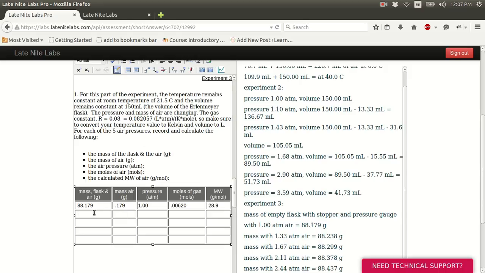But I will show you in a moment that you could use Microsoft Excel or Google Spreadsheets or OpenOffice Calc or plot.ly or your favorite spreadsheet program to do this for you. The mass of air is just going to be the same number without the 88, remember. And the pressure.